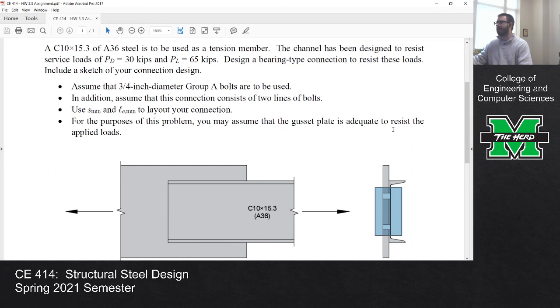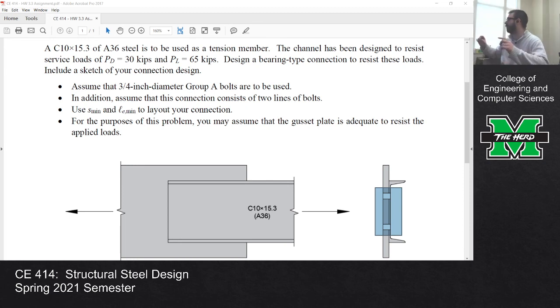Is there a way to gauge if the connection is overdone? Well, I mean, it could be made cheaper but still resist the load. You could take your lowest phi RN and do PU over phi RN to compute the efficiency. But think about what we did. We determined the number of bolts was 14.17, and we used 15 bolts. And we used minimum spacings across the board, and it still worked. We got a lot of bolt bearing capacity, but bolt bearing capacity didn't govern. It was bolt shear.